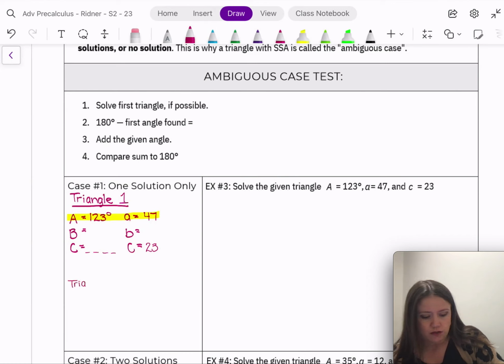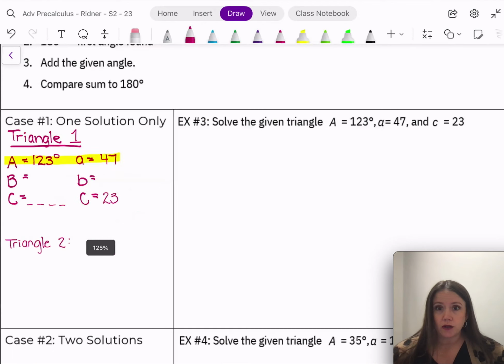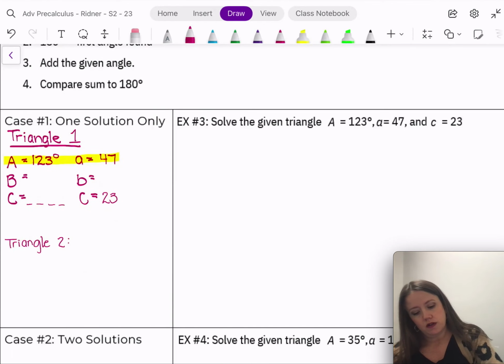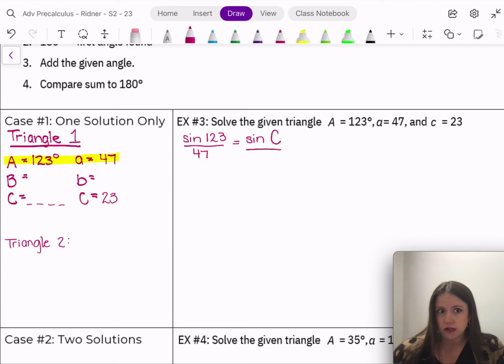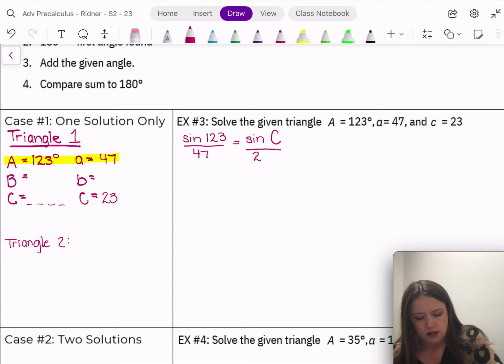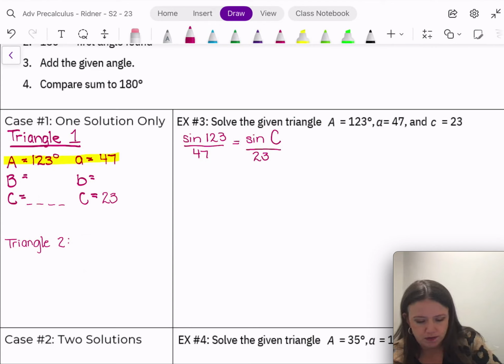and that I'm going to have to test for a second triangle. There may be one, there may not be one. That's what we're going to check, okay? So setup is the same. Sine of 123 over 47 is equal to sine of C, because this time we don't know the capital letter, that's something different, over 23. Okay, just like before, our step one is to cross multiply.